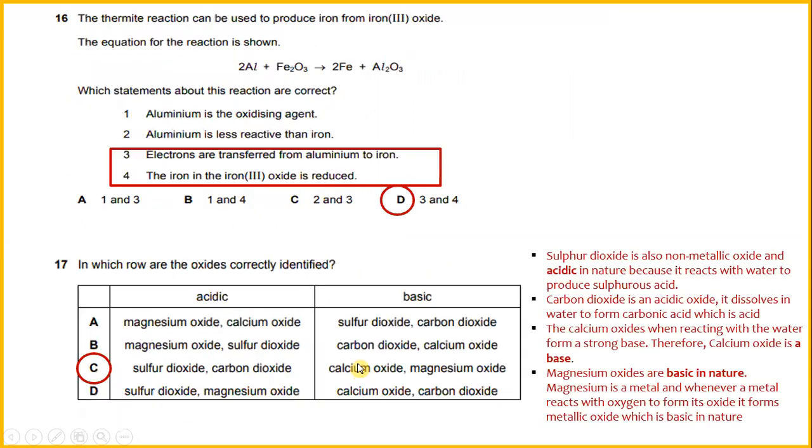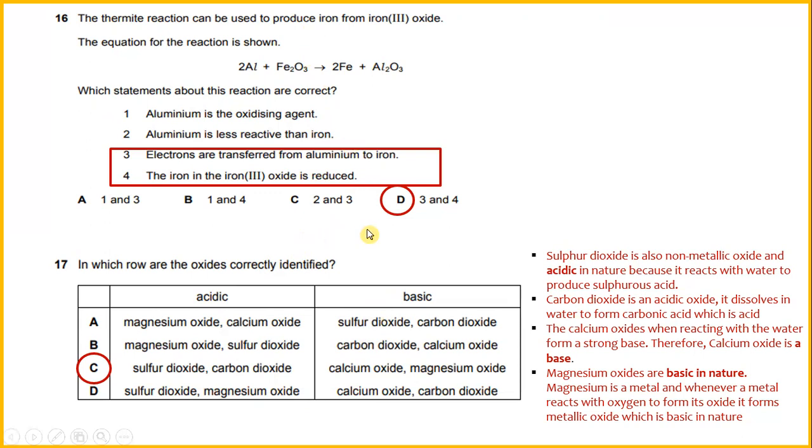The thermite reaction can be used to produce iron from iron trioxide. The equation for the reaction is shown and which statements about this reaction are correct. So electrons are transferred from aluminum to iron is correct. The iron in the iron trioxide is reduced. This will be the answer for when there is a reaction between aluminum and the iron trioxide.